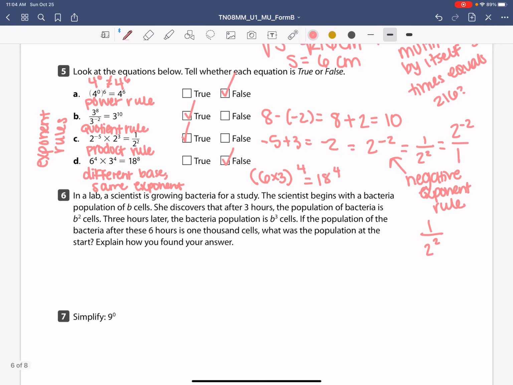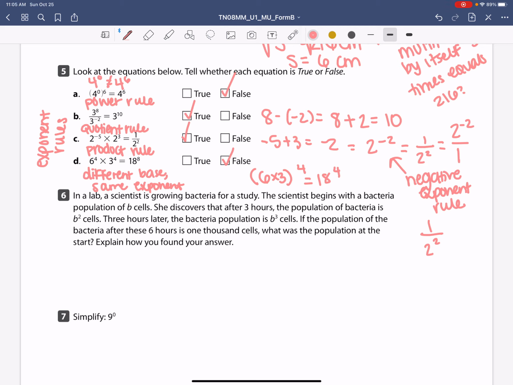Number 6, in a lab, a scientist is growing bacteria for a study. The scientist begins with a bacteria population of B cells. She discovers that after 3 hours, the population of bacteria is B squared cells. 3 hours later, the bacteria population is B cubed cells. If the population of the bacteria after these 6 hours is 1,000 cells, what was the population at the start? And explain how you found your answer.